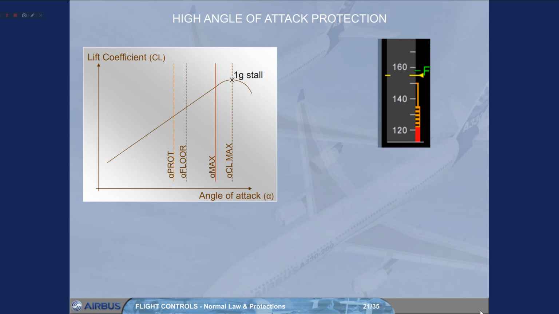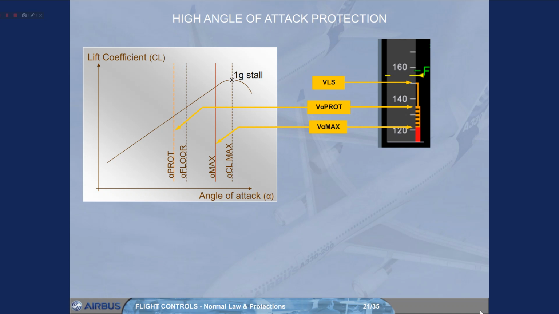Let's begin with some definitions. VLS is the lowest selectable speed. V alpha prot is the speed related to alpha prot. V alpha max is the speed related to alpha max. Note, V alpha prot and V alpha max may vary as they are G-load sensitive.